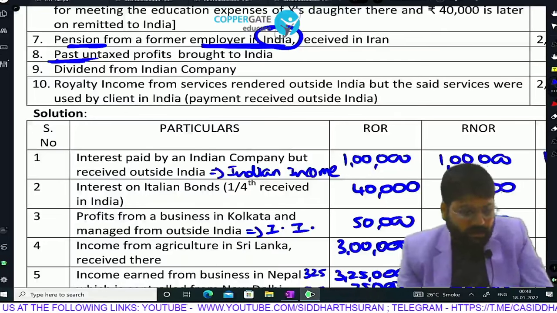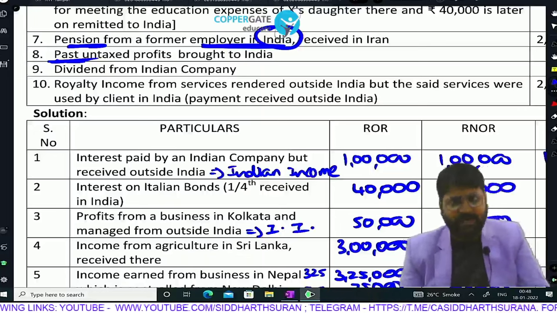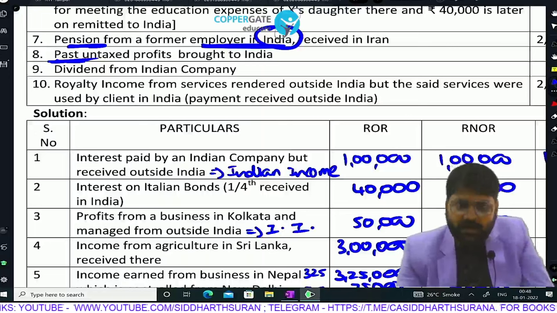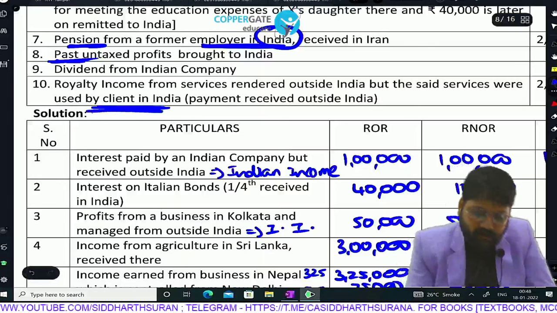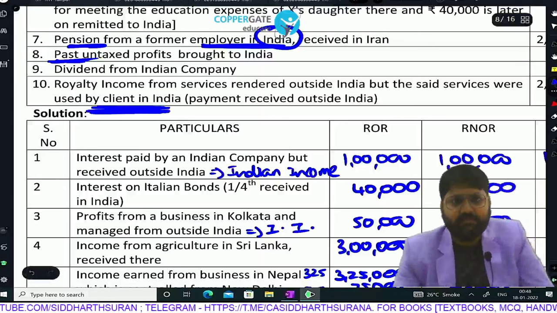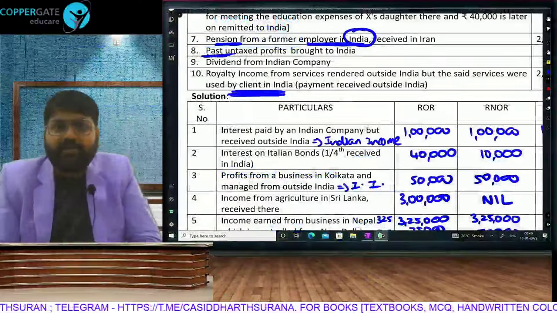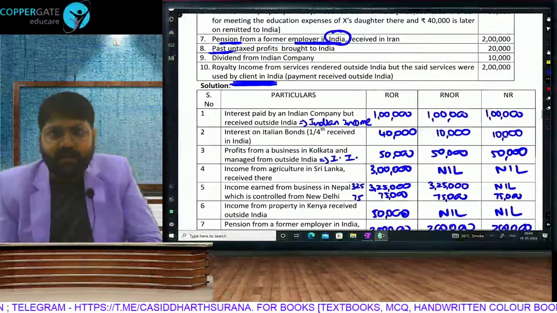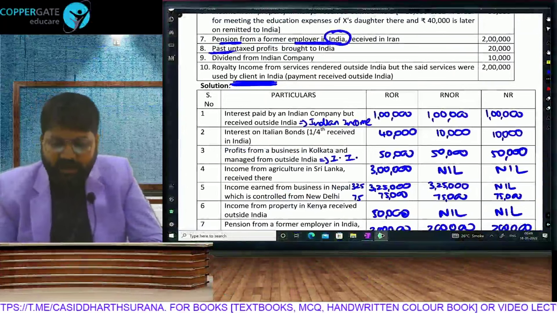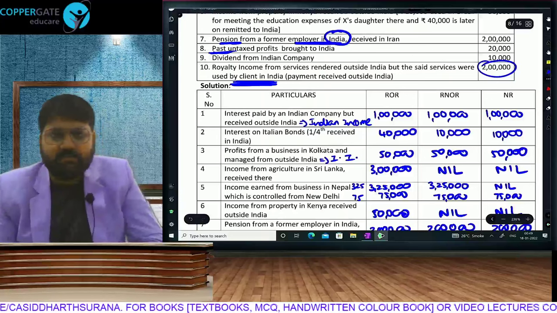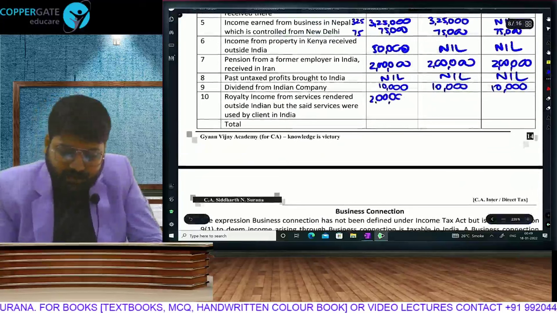under royalty and FTS, did we say something? That if the intangible asset is used in India, or if the services are used in India, then in that case, because of this point, what will be decided the income as? Income deemed to accrue or arise in India. This will be treated as income deemed to accrue or arise in India. And once the income is deemed to accrue or arise in India, that means this 2 lakh will be considered as Indian income.